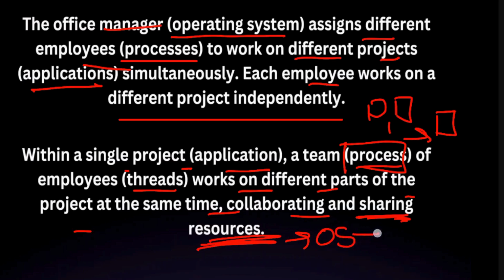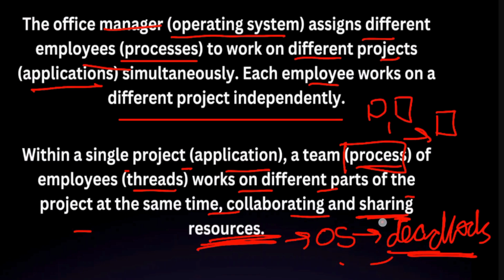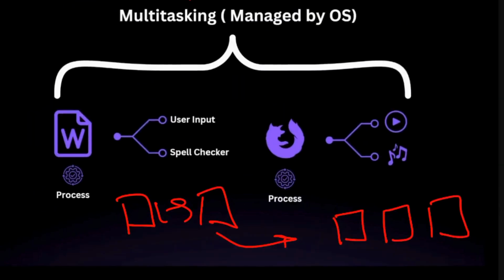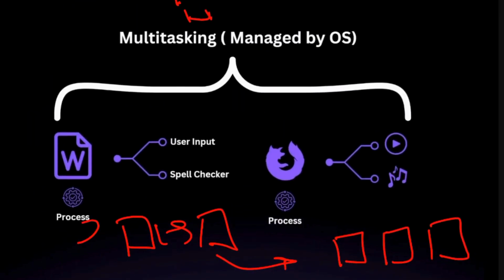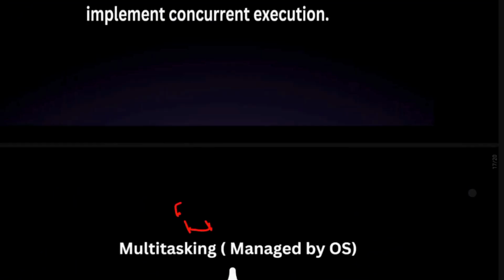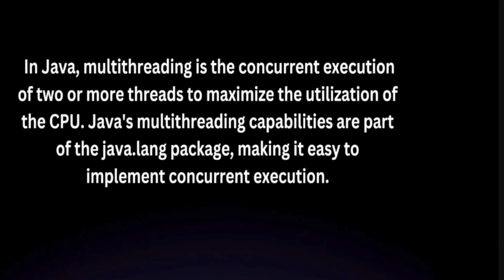Now, if you dig a little deeper in operating systems, sharing resources can also lead to deadlocks, which is again a concept that you need to be aware of. Deadlocks are an important concept when you're studying multi-threading. Other than that, the operating system has a process for user input, a spell checker is a process, and one plays music and basically plays YouTube.